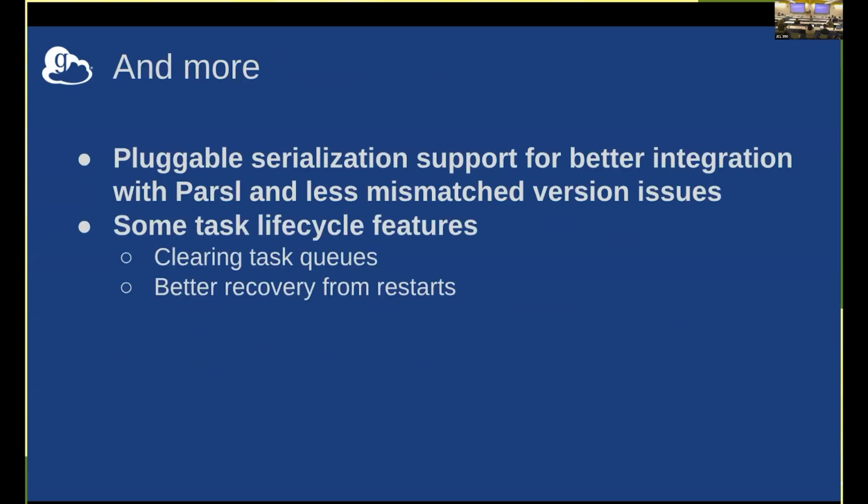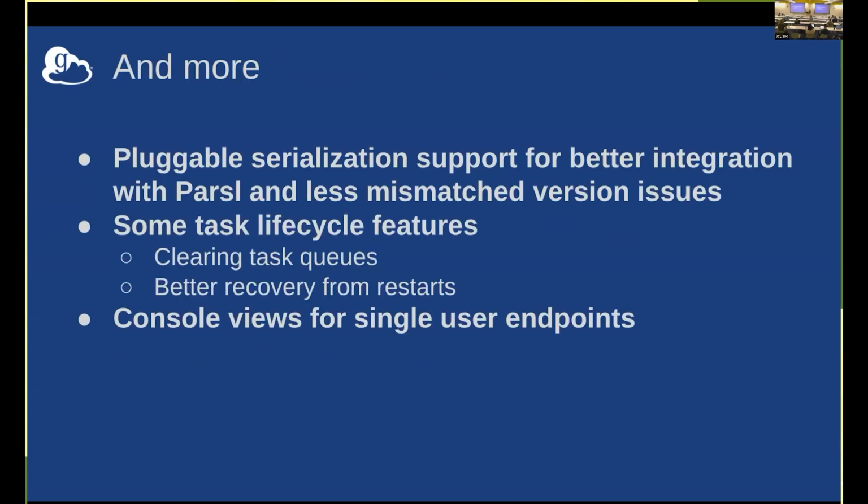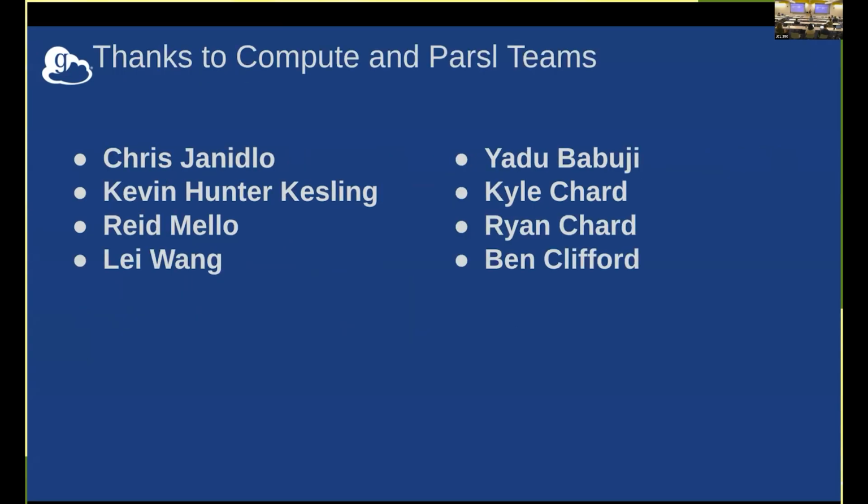And then there's a bunch more little things that we are trying to tee up. Pluggable serialization. This is again trying to remove some of the paper cuts around matching versions between SDK and endpoint code. Task lifecycle features, we'd like to be able to start doing things like clearing task queues, better recovery and restarts, hot restarts of endpoints, things like that. And we are also planning on adding console views for single user endpoints now that we're putting single user endpoints into the same execution model as the multi-user endpoints.